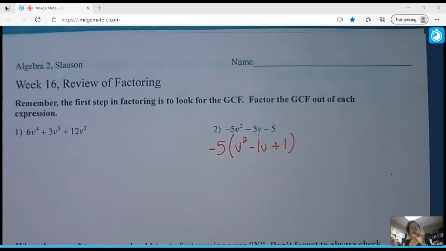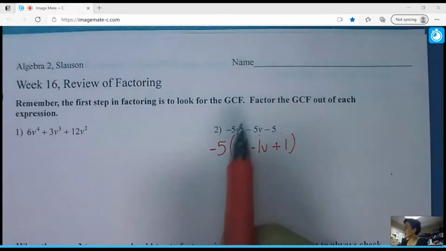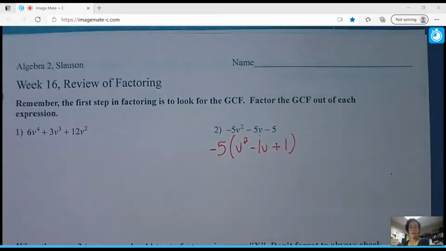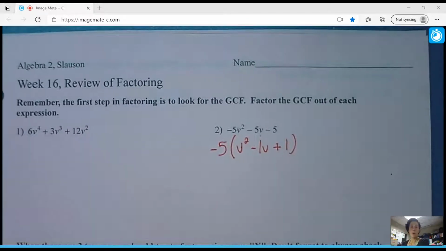And remember, factoring is when you can multiply two things to get what you start with, but it's also just using division. So I just divided all of these terms by -5. So your job now is to do number 1. Remember, you're only going to do the GCF.